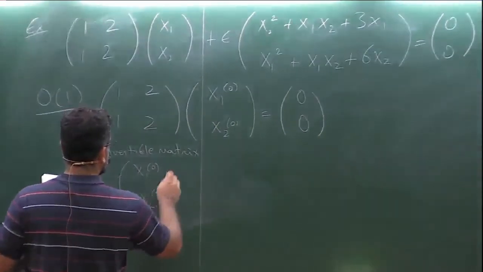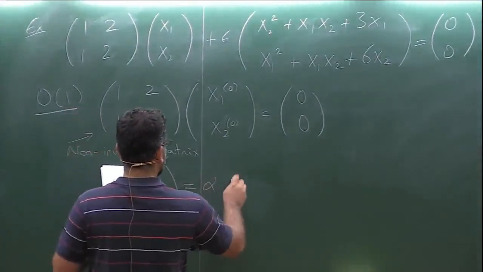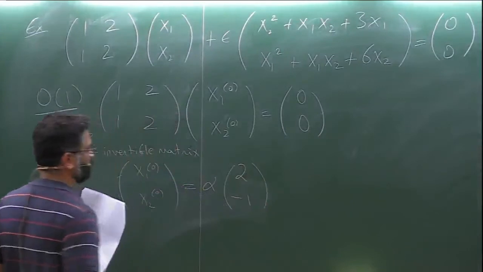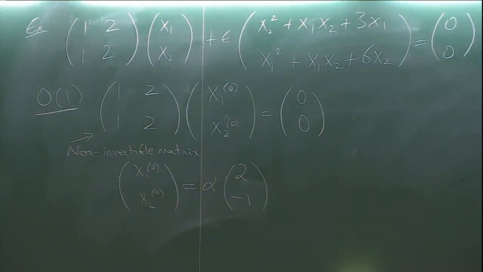Well, there are non-trivial solutions that look like alpha times 2, minus 1, where alpha is a scalar. Right? So I have a one-dimensional null space. One zero eigenvalue, one non-zero eigenvalue. The non-zero eigenvalue has an eigenvector 1, 1, because the operator is always projecting onto the direction of 1, 1. Because if you look at the columns, they're 1, 1 and 2, 2. So you're going to take linear combinations of 1, 1 and 2, 2, which will be something times 1, 1. So the output is always along 1, 1.